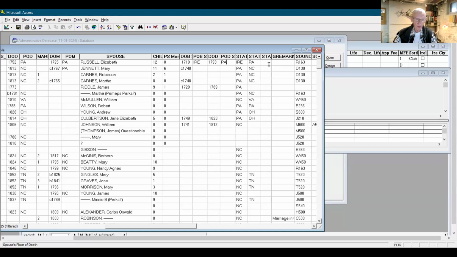So we have three different places, different jurisdictions they actually lived in or did something in, a marriage, a death, whatever, so that we can maybe trace things for that.